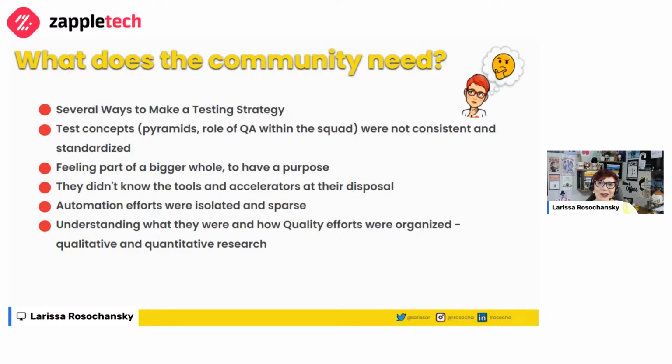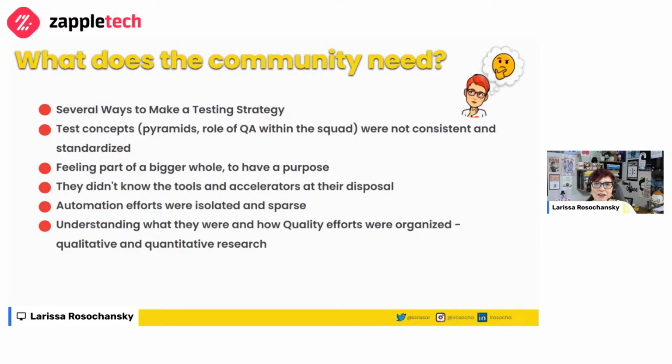And when I joined the team, I always loved quality. What I started to see is that we had several ways of making the testing strategy. So I talked to one QA, then another QA, then a scrum master, a squad leader, a senior manager, and I understood that we didn't have a standardized way to make a testing strategy and define the test concepts. For example, the test pyramid, what is integration testing, what is component testing, and the role of the QA within the squad. They were not consistent, they were not standardized, and the QAs were feeling really alone. They weren't feeling part of a bigger whole, and they didn't have a purpose.